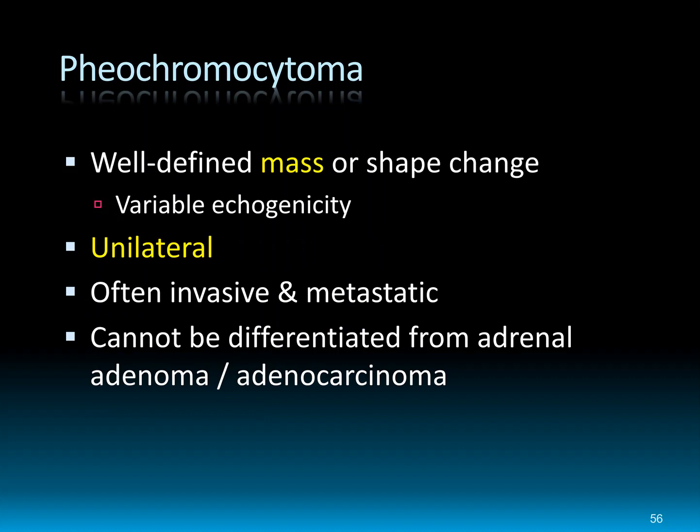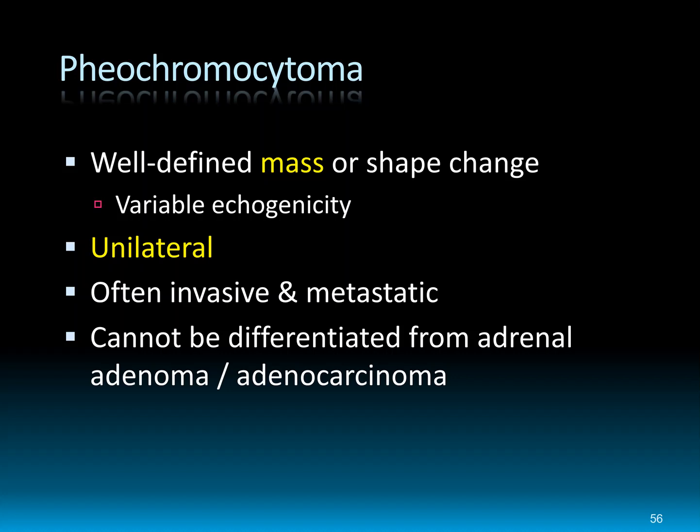These will look similar to carcinomas of the adrenal glands because you've got a well-defined mass or shape change, just like with the carcinoma, the adrenal-dependent Cushing's. Echogenicity is variable. Again, it should be unilateral. It's unlikely that you're going to have a pheo in both adrenal glands, so generally we see one adrenal gland affected. These are pretty aggressive, even more commonly than the adrenal cortical tumors.